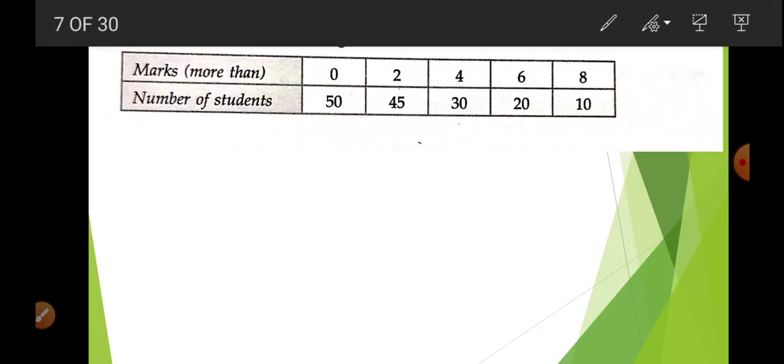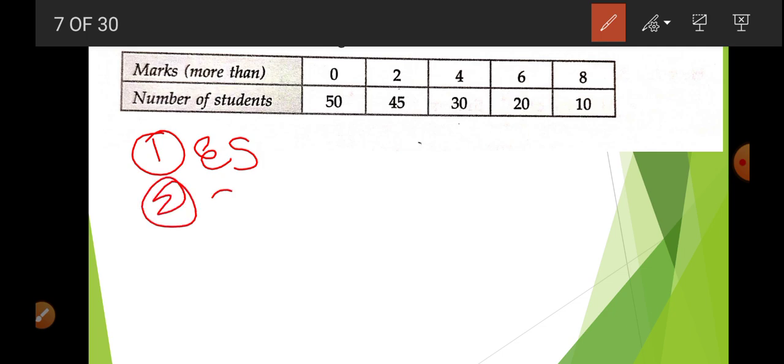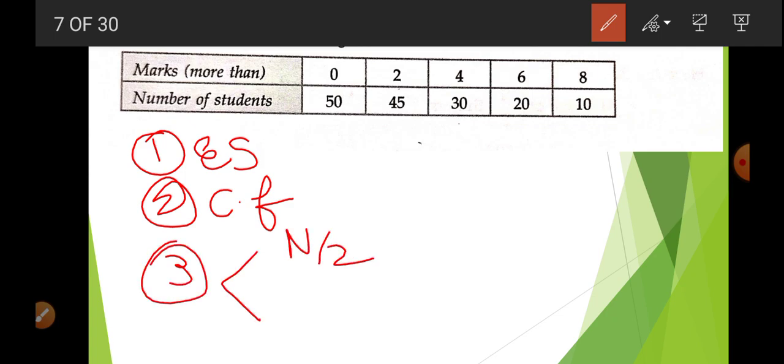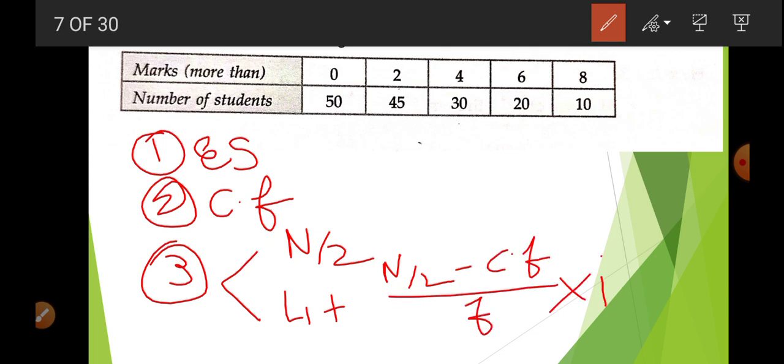Now here is the question, and we have to calculate median for this series. So what we are going to do: first of all we have to convert this series into an exclusive series. Second step, we have to calculate cumulative frequency. And third, we are going to use two equations. First is n upon 2, and second is L1 plus (n upon 2 minus CF) upon F multiplied by i. So these are the steps you have to use.